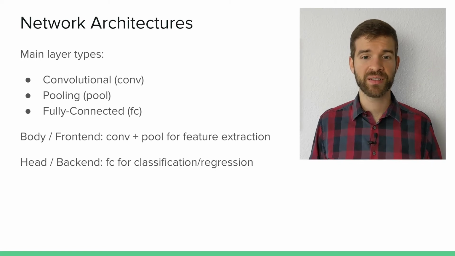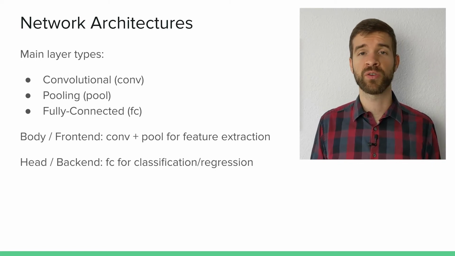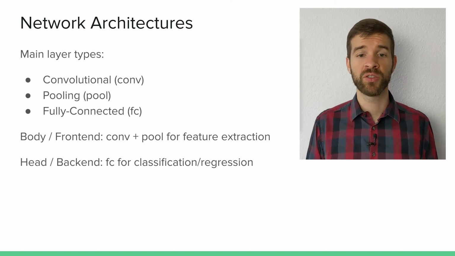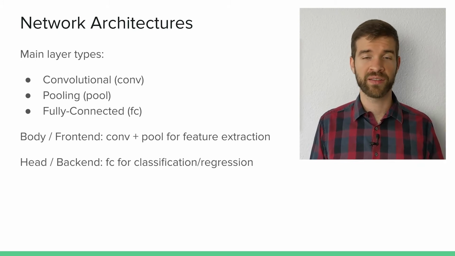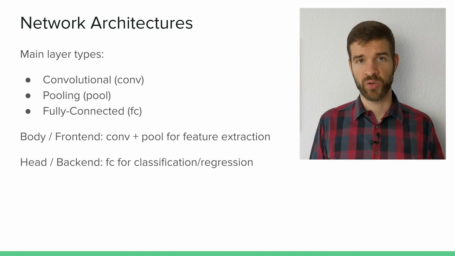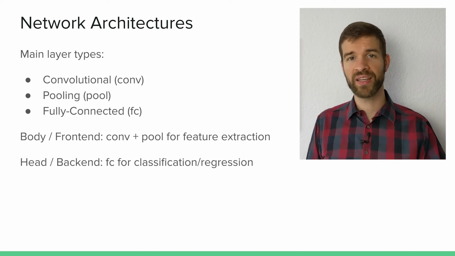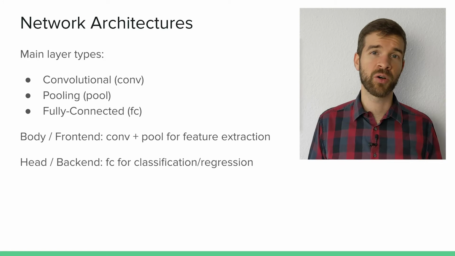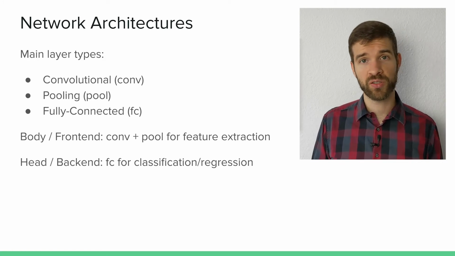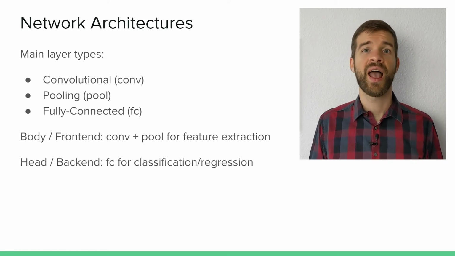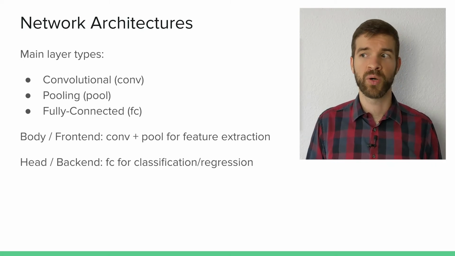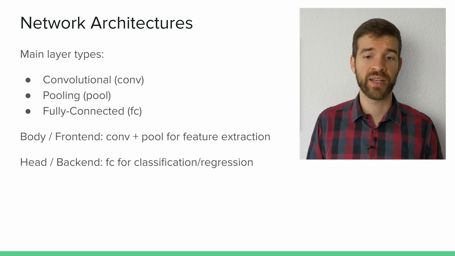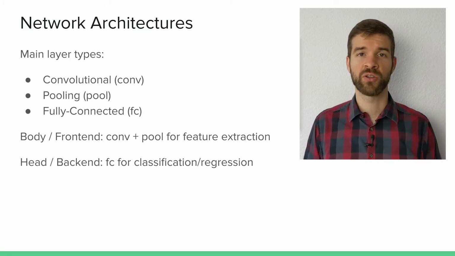So the main layer types that we will be using when we talk about image processing with neural networks are three types: a convolutional layer, a pooling layer, and the fully connected layer. In the body, the front end where we try to extract features, we typically only use convolutional and pooling layers. And then at the back end, or the head of the network, we most of the time use a fully connected layer for classification or regression.